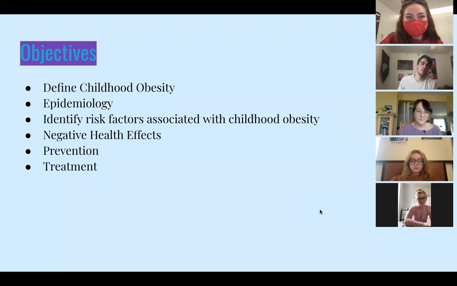Okay, so our objectives today are to teach you a little bit about what childhood obesity is. We want to talk about the epidemiology of it, so the costs, the morbidity, the mortality, the prevalence, and stuff like that. We also want to identify the risk factors associated with it. We're going to talk about the negative health effects of childhood obesity, and then we'll finish up talking about how to prevent it and the treatments that you can use.